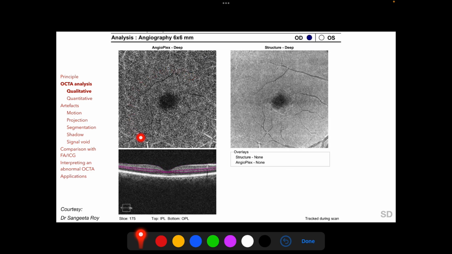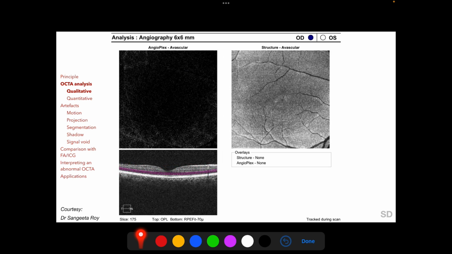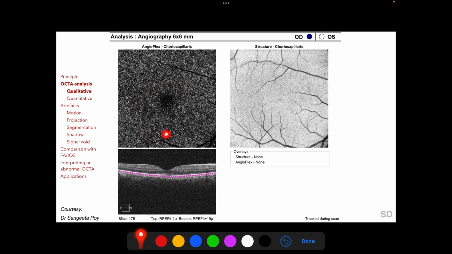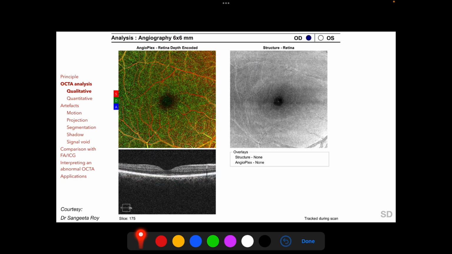This is an en-face OCTA image of the retina segmented at the level of the deep retinal capillary plexus. This is an OCTA image of the retina segmented at the level of the outer retina, which is avascular and so appears dark. This is an en-face OCTA image generated by segmentation at the level of the choriocapillaris. This is the single en-face OCTA image showing blood vessels in all layers of the retina and the choriocapillaris, and so we do not find any segmentation lines in the OCT scan.